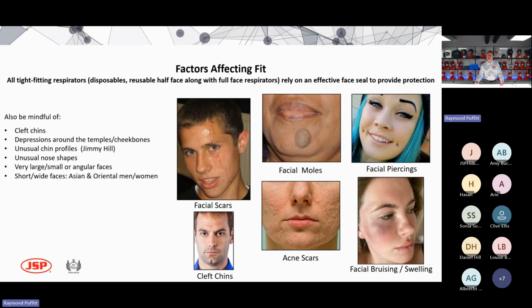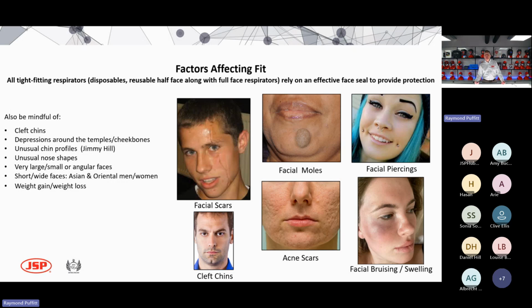Now, JSP have been very lucky. We manufactured a short and wide in this product that worked very well for those in the NHS during COVID, and it embraced a lot of the Asian and Oriental face shapes for those regions. So we were very lucky by that. But just be mindful that there will be respirators cut for the European face shape that will not fit other populations on the planet. Usually those people from outside of Europe will have slightly different face shapes, which will be a problem for many employers.